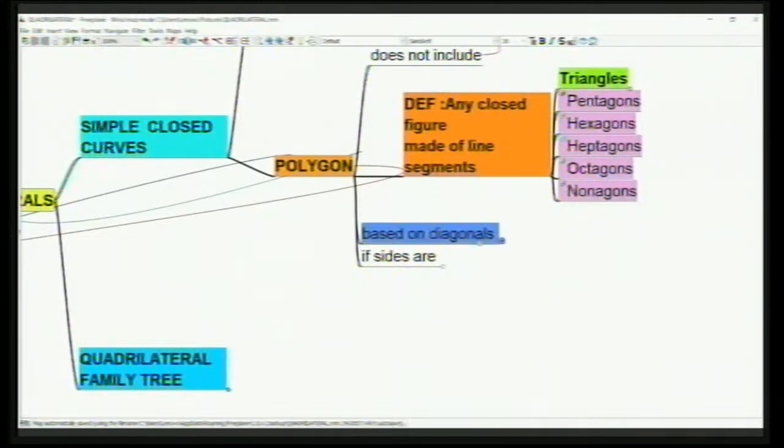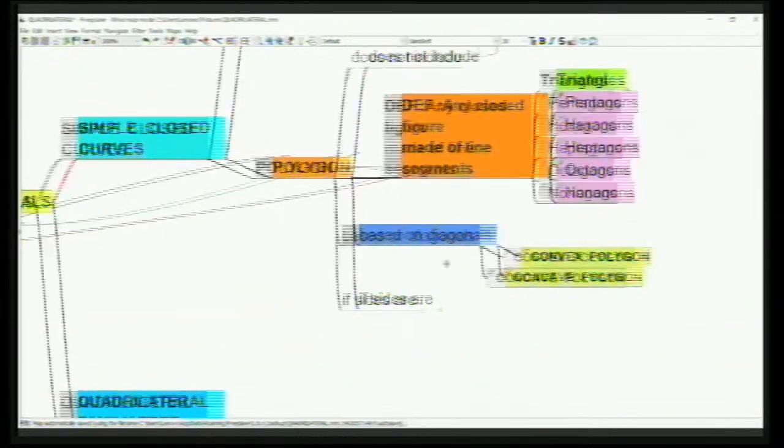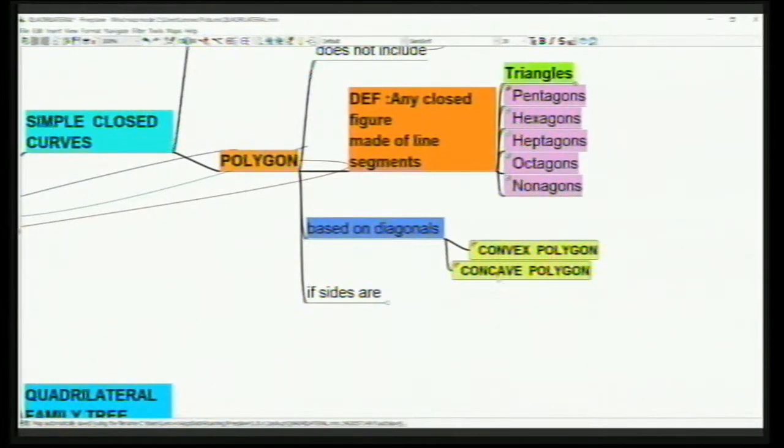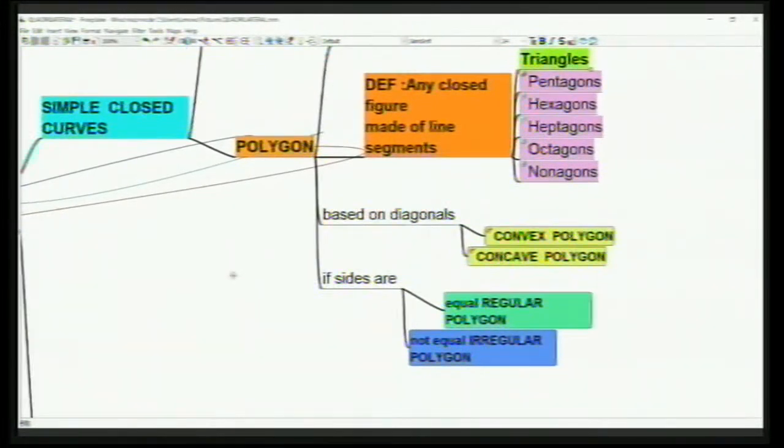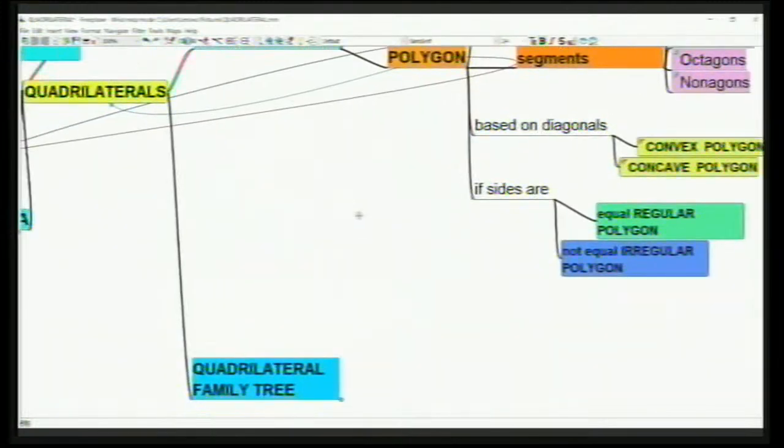Then from the polygons again, we will be moving out based on their diagonals. We will again get two varieties of polygons, which is the convex polygon and the concave polygon. More about it we will discover when we are into the chapter. Then the third classification will be based on the sides, that is, how they have their sides. Do they have them as equal or not equal? Based on that, you will get the regular polygons and the irregular polygons. So this is how it branches out when we talk about polygons from the simple closed curves.